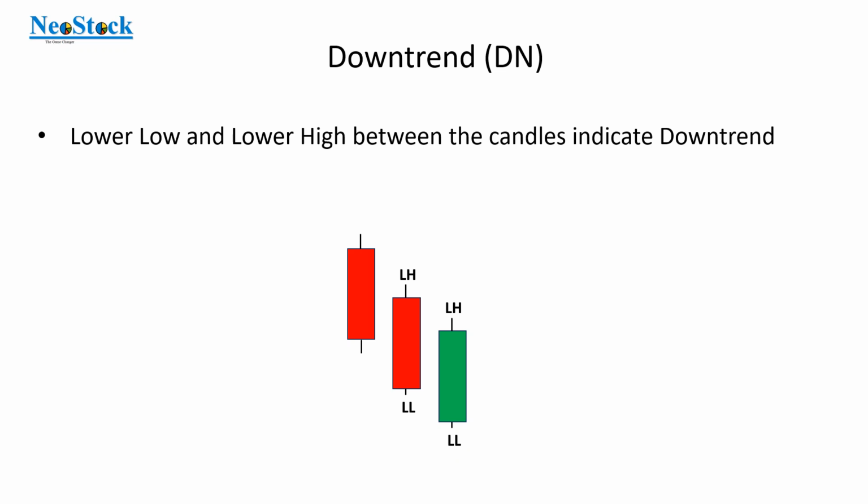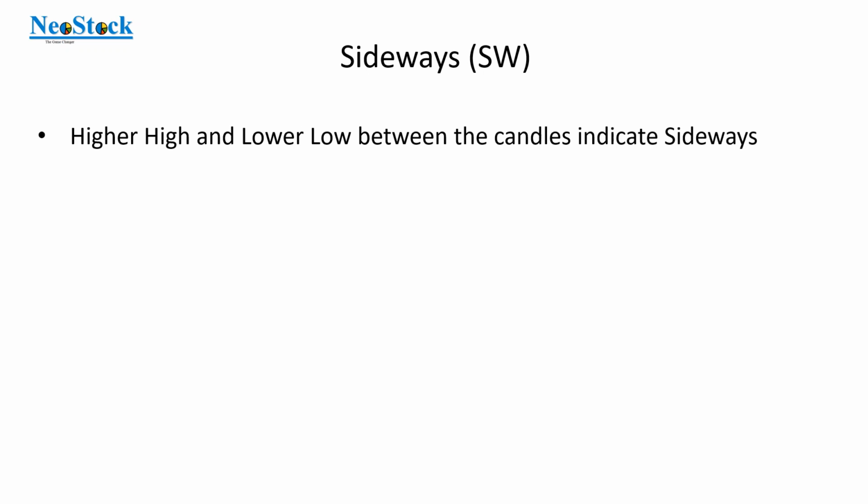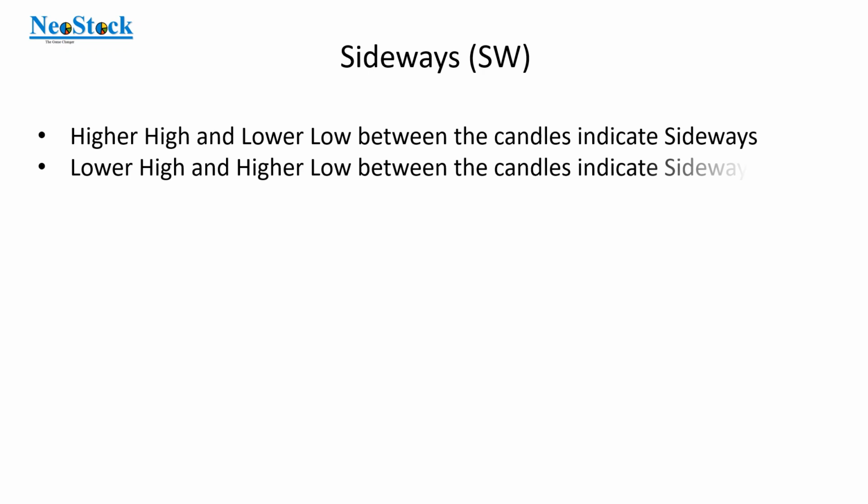Now let us understand the third type, sideways. Higher high and lower low between the candles indicates sideways. Higher high and lower low. And there is one more also. Lower high and higher low between the candles also indicates sideways. In any of these two types. Let us look into the candles to understand clearly.